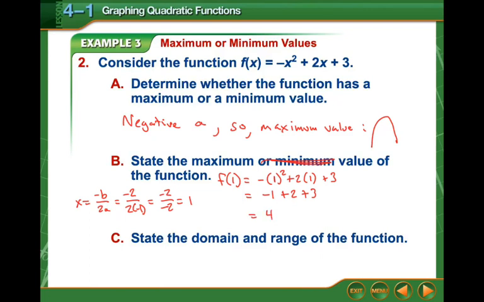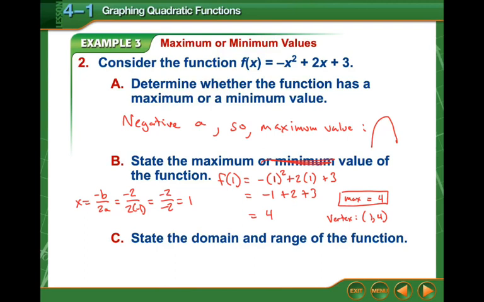So our maximum value is 4. Our vertex is at (1, 4). It doesn't ask us for that, but it's good information to have.